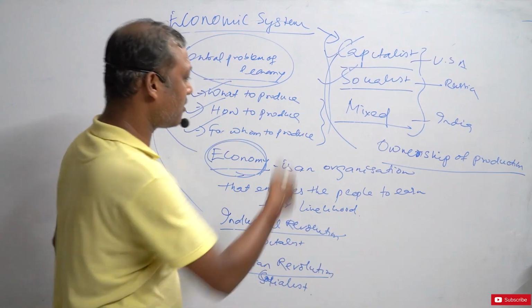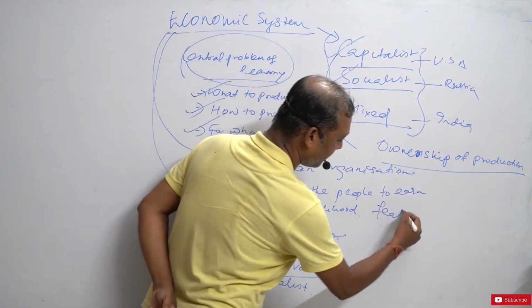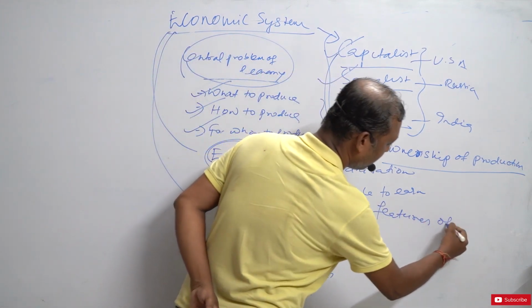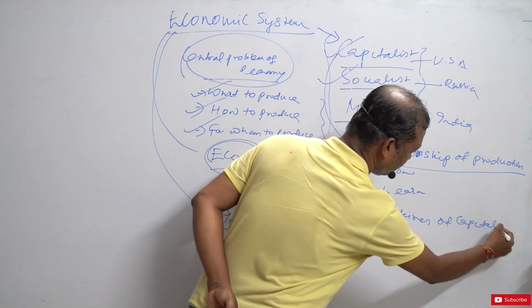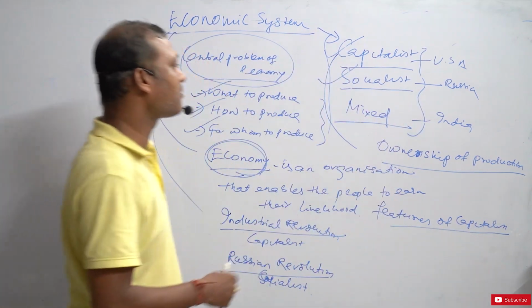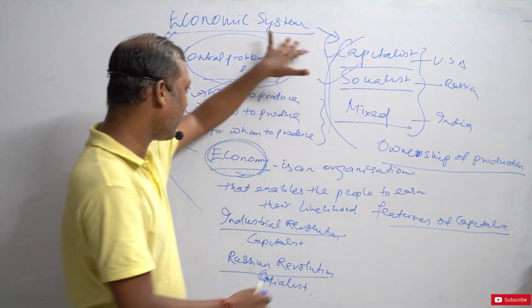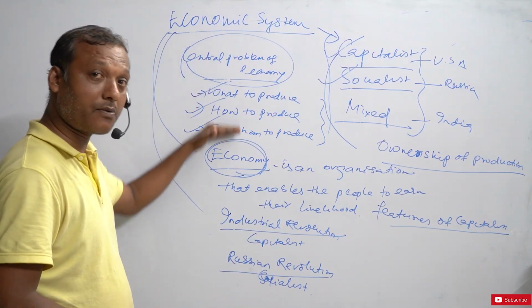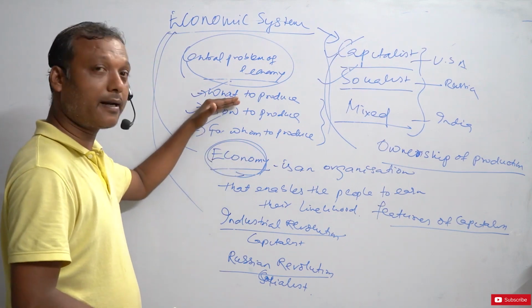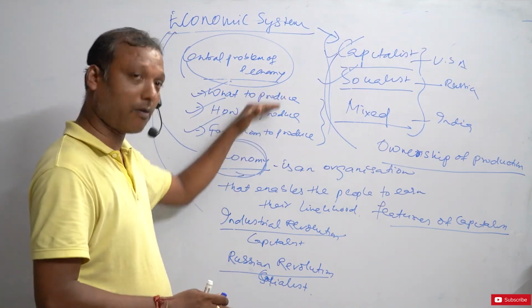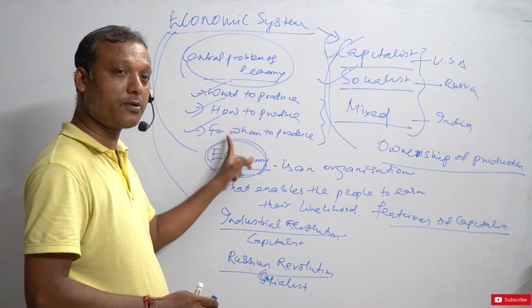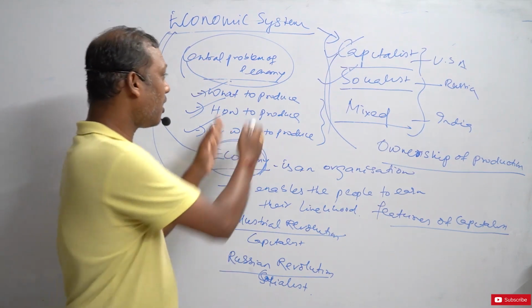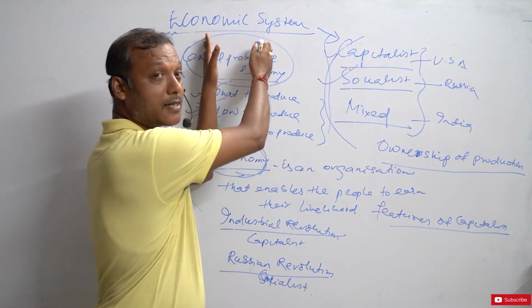Let us discuss the different features of capitalist economy. Do not be confused. I am just taking some time to revise all the things once again. I told you about the central problems of economy, that in each and every economy there are three problems: what to produce, how to produce, and for whom to produce. To solve all the problems, we need an economic system.